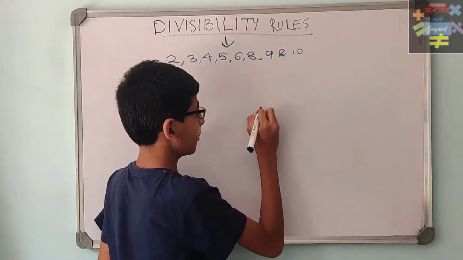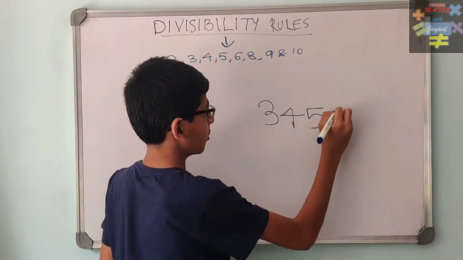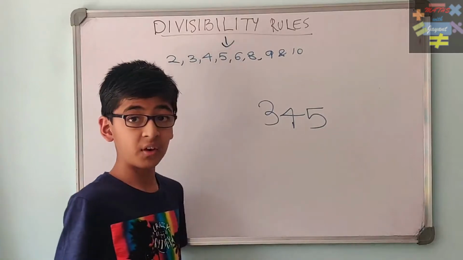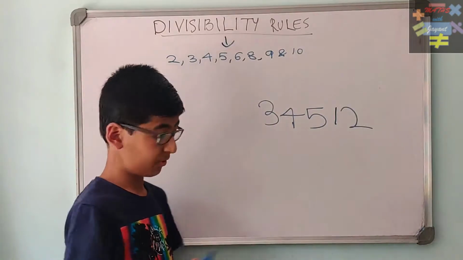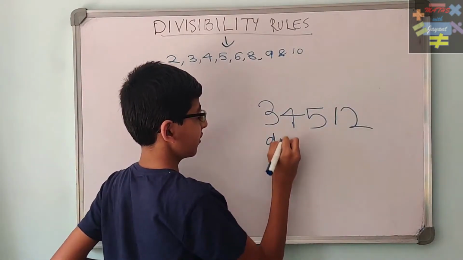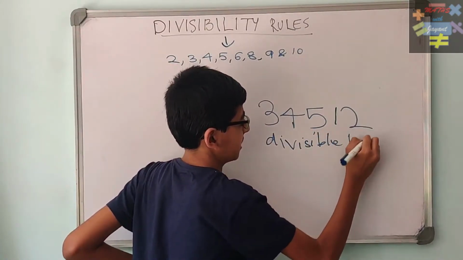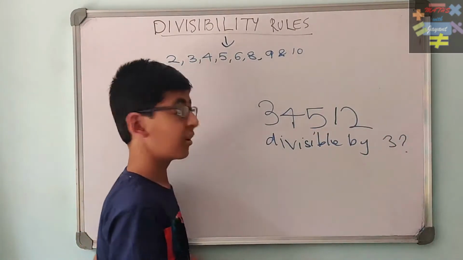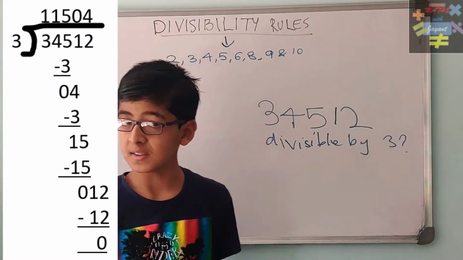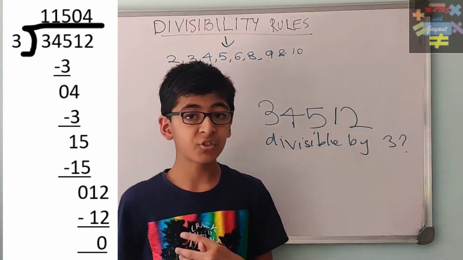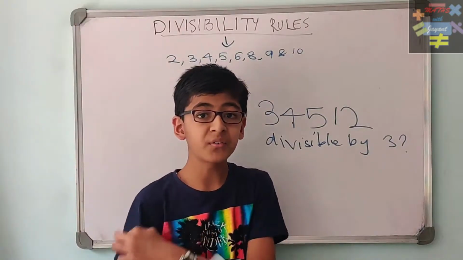Suppose there is a number like 345, or let's make it even bigger, 34,512. We are asked if this is divisible by 3. So what does divisible mean? Divisible means that if we divide this number by 3, the remainder should be 0. That means the number is perfectly divisible. Now what is this perfectly divisible?